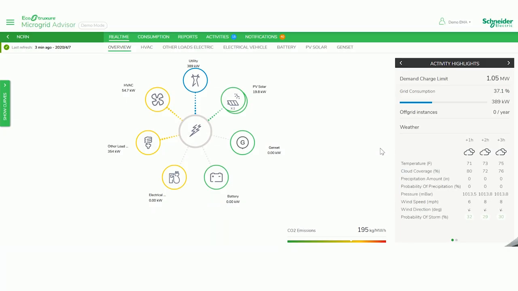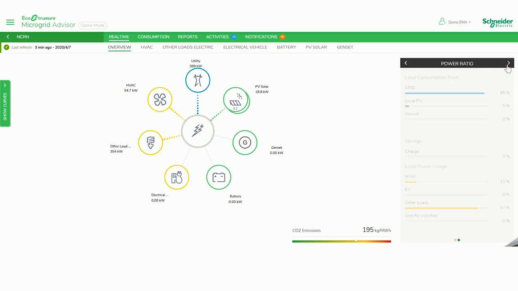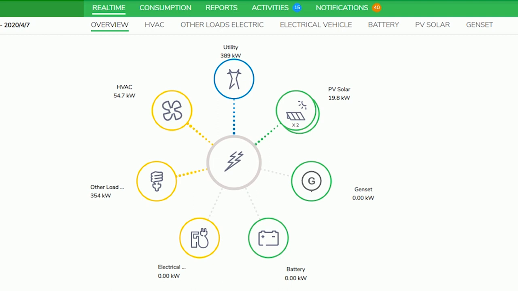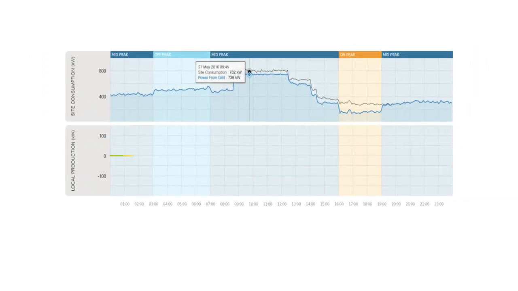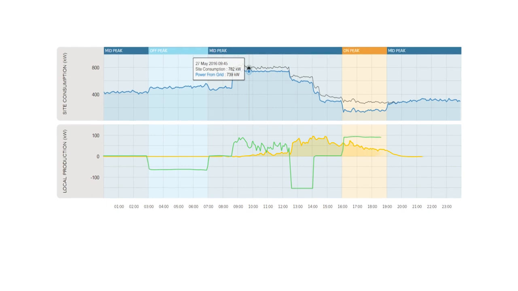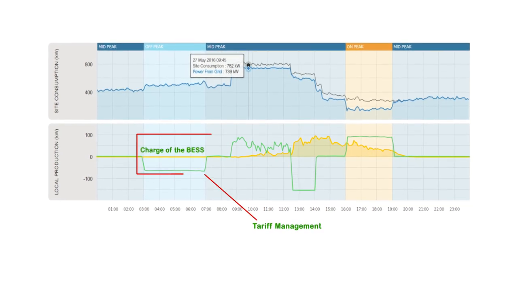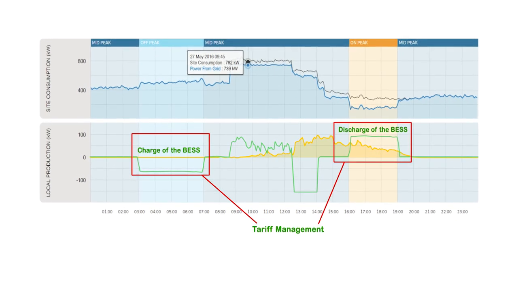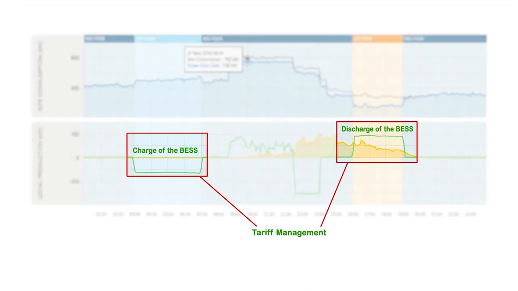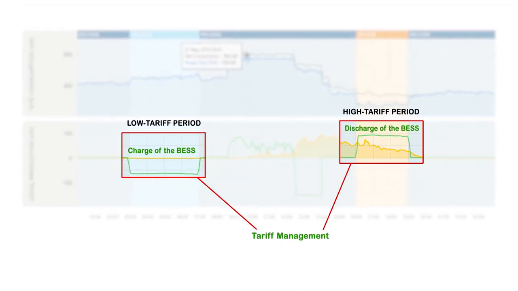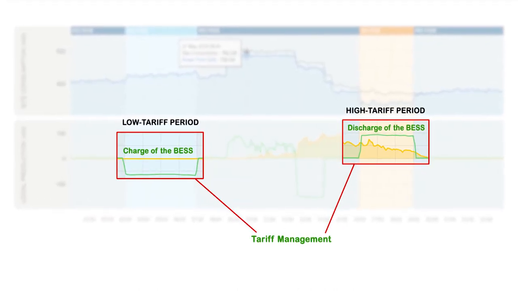When a microgrid is connected to the main grid, the cloud-based solution called EcoStruxure Microgrid Advisor forecasts and optimizes when to produce, consume, store, or sell energy thanks to the flexibility of batteries, electric vehicles, and loads. EcoStruxure Microgrid Advisor performs many use cases, such as tariff management. For example, energy from a storage system can be stored or discharged according to what makes economic sense during a low tariff or high tariff period.